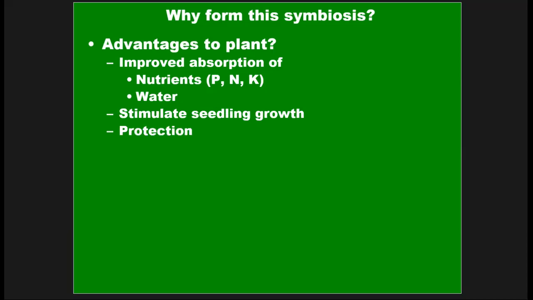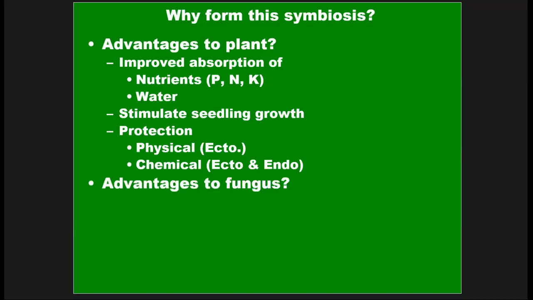And we know that many of these fungi can be protective. They can protect the plant physically, like the ectomycorrhizal fungi. They form that really thick mantle, so it's a physical protection for the root, but also chemical. Both ecto and endomycorrhizal fungi can produce chemicals to help protect the plant against pathogens.